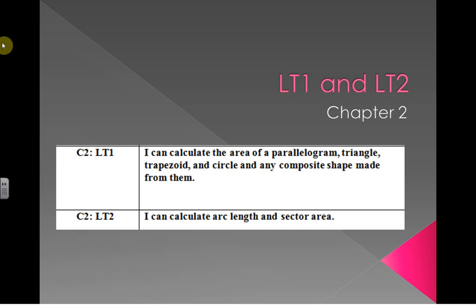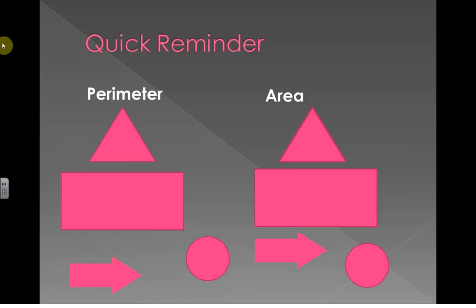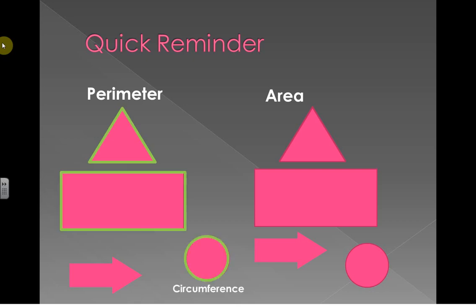Hi everybody, we are moving on to chapter 2 and this video is going to cover learning targets 1 and 2. So let's just do a quick reminder. Perimeter is the distance around a shape, so it's all the sides. On a circle we call that circumference, but it's all the stuff highlighted in the green here. It's the distance around the shape. And circumference is just a special word for a circle, but it's essentially the same thing.